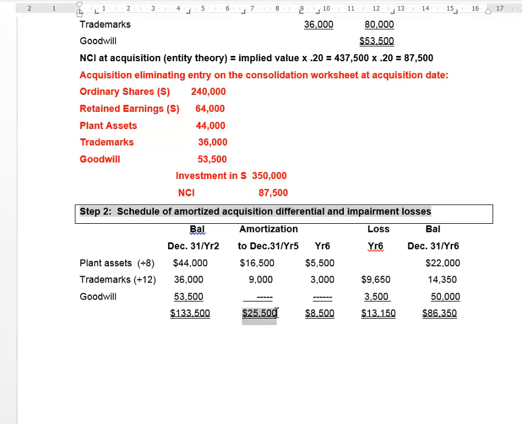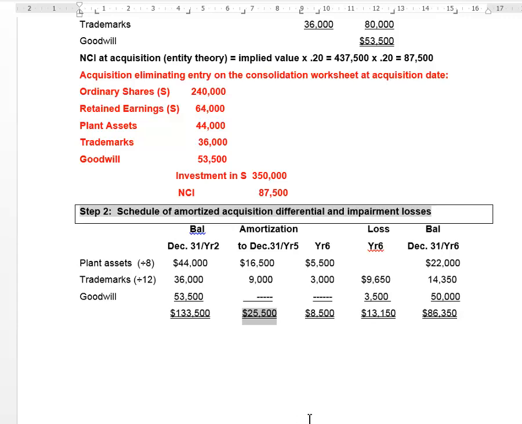So cumulatively, that adjusts retained earnings by 25.5, right? 8,500 times 3. So you have to envision in your mind that every year that we did our consolidated income statement in year 3, and then in year 4, and then in year 5, all of those consolidated income statement accounts would have got closed out to consolidated retained earnings.